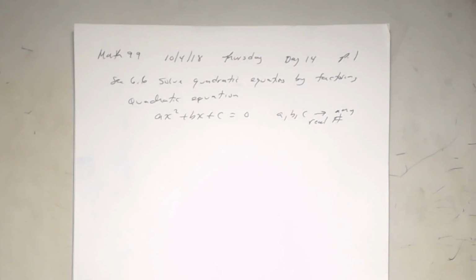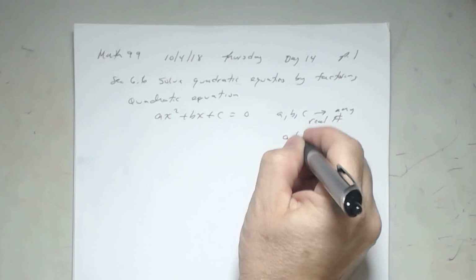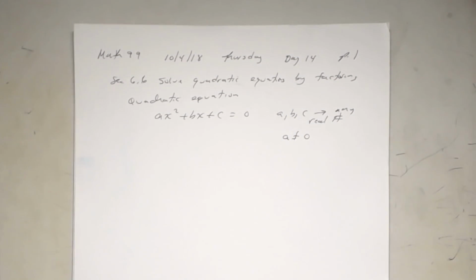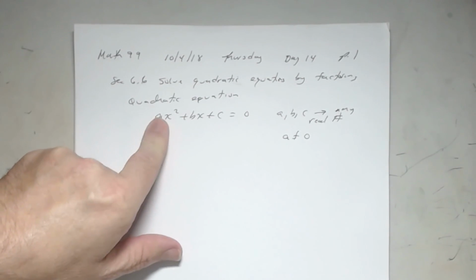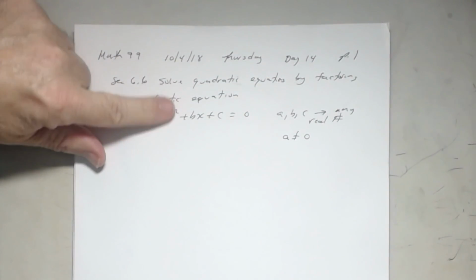Any real number. It can be decimals, fractions, irrational numbers, rational numbers, but a cannot be 0. B can be 0, C can be 0, but A can never be 0. The reason is if A is 0, what's 0 times x squared? 0. So that term goes away.